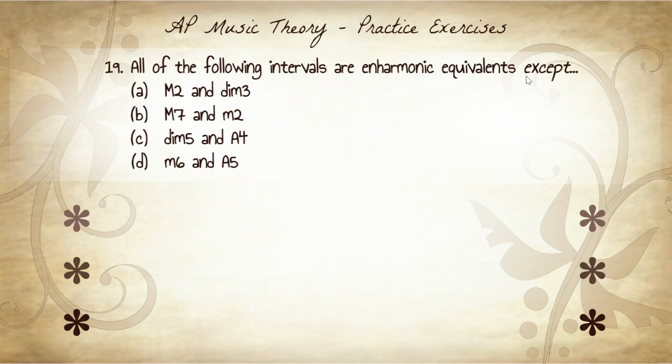Question 19. All of the following intervals are enharmonic equivalents except A, major second and diminished third, B, major seventh and minor second, C, diminished fifth and augmented fourth, or D, minor sixth and augmented fifth.